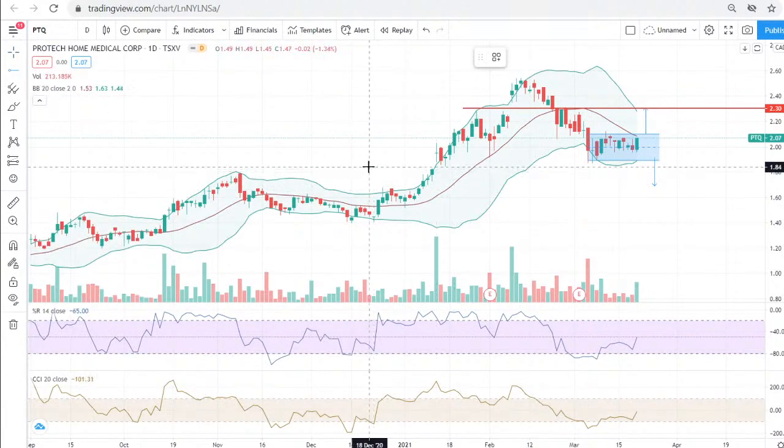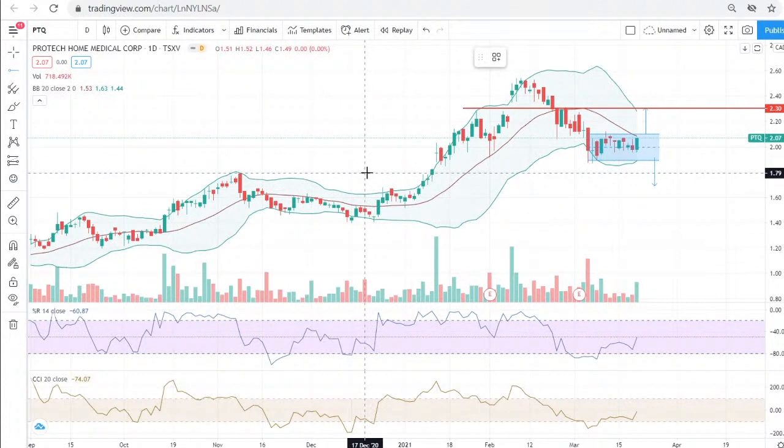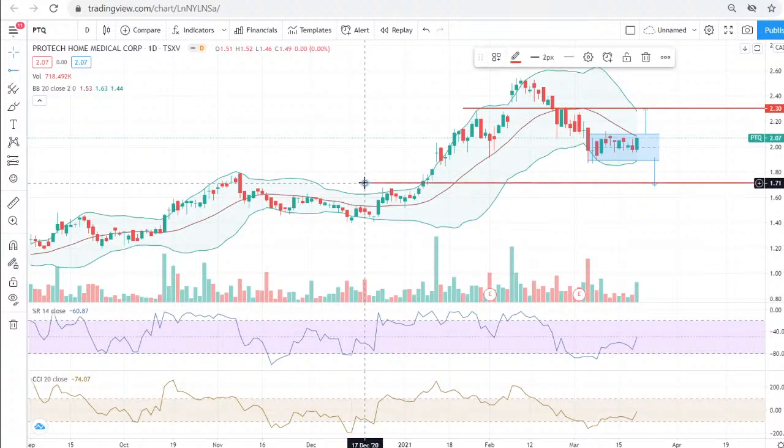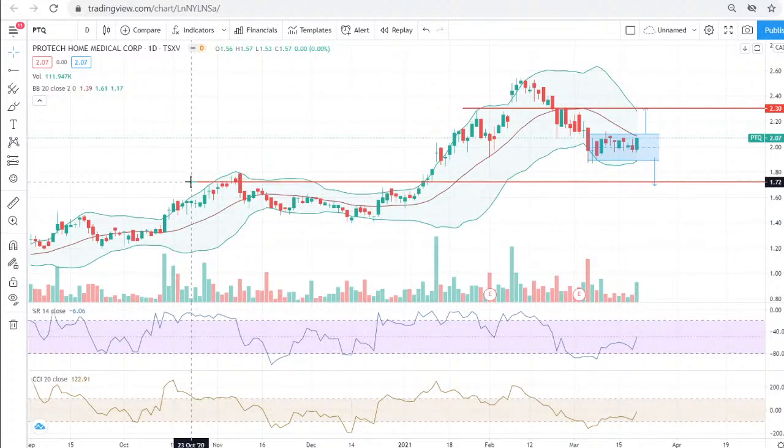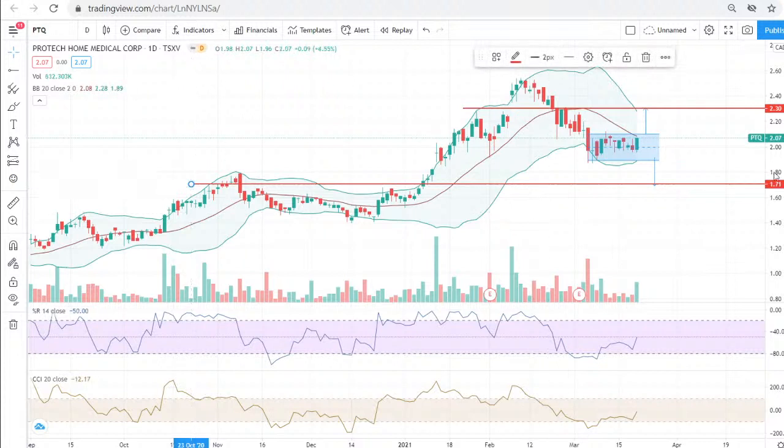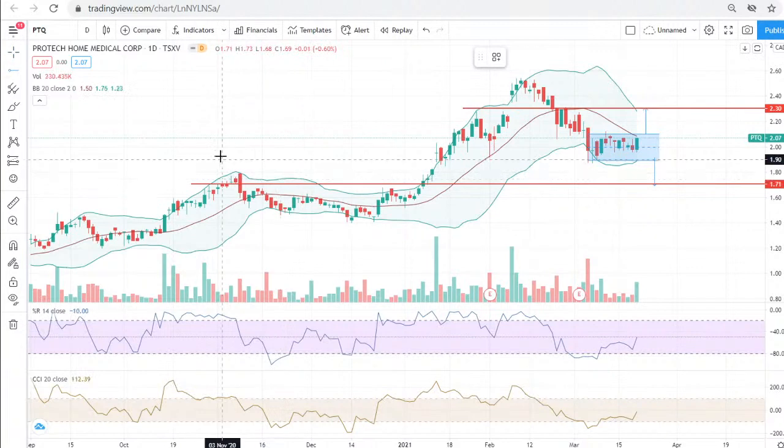Okay, these could be the expected levels. Yep, this can be a breakout for this. Let me extend this line backward. Okay, fine. So the downside could be 1.71. This could be the support too. There can be another support at this point in time.